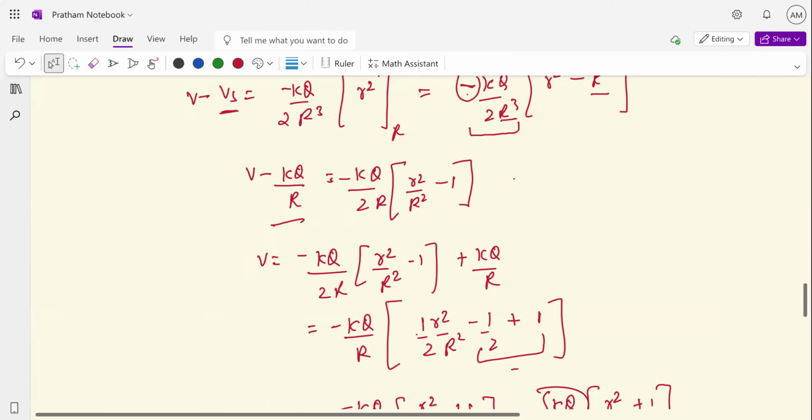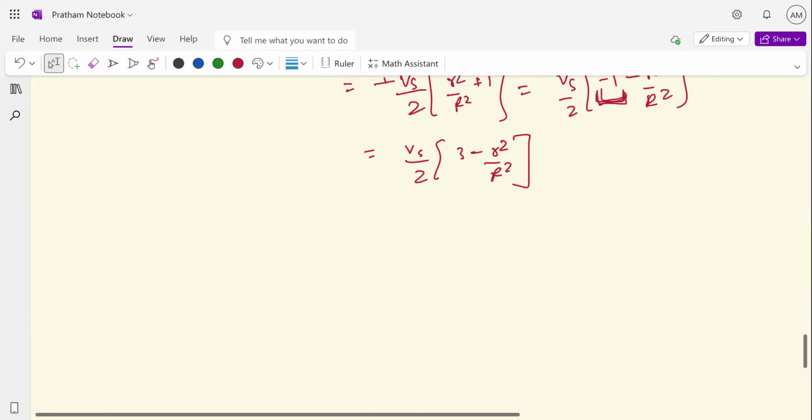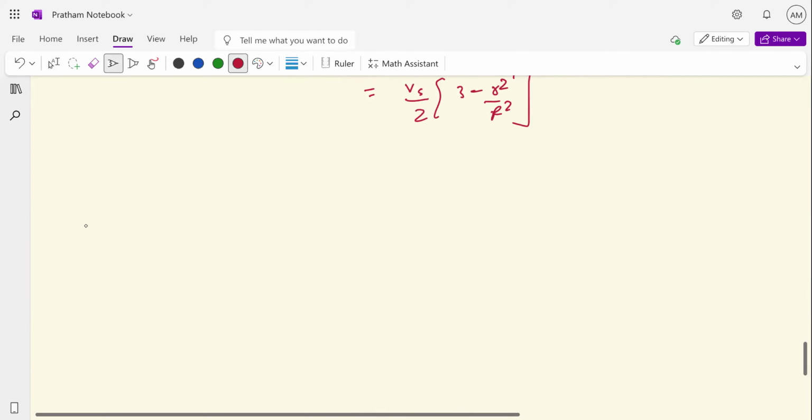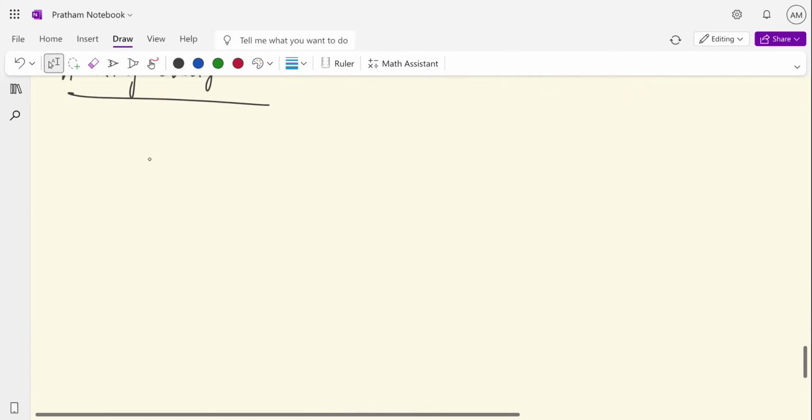I think we can do another part, which is potential due to a ring of charge. Understood? It will again be a simple thing because we have already done this. So I'll take this part and it will get covered in the meantime. A ring of charge. Again, it's an easy thing.